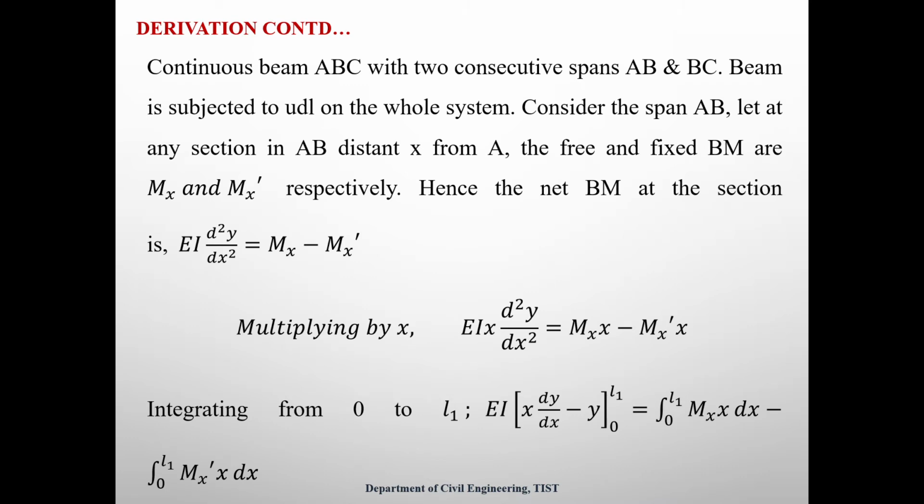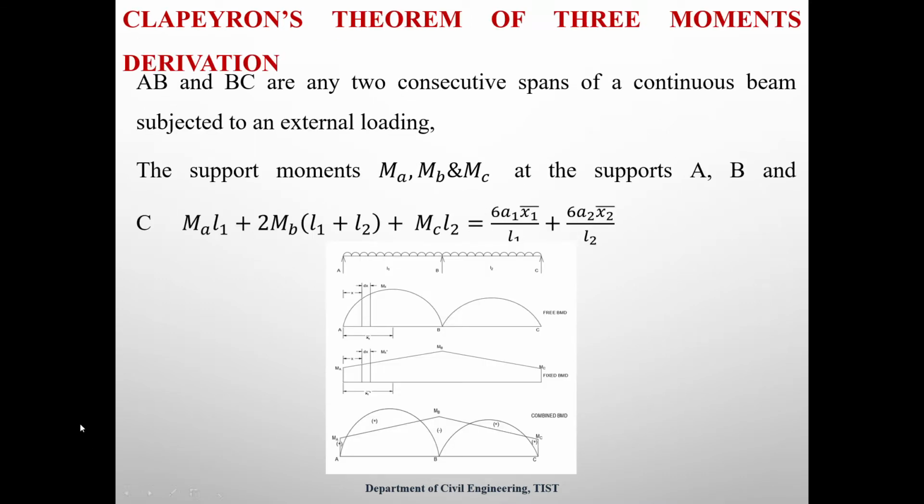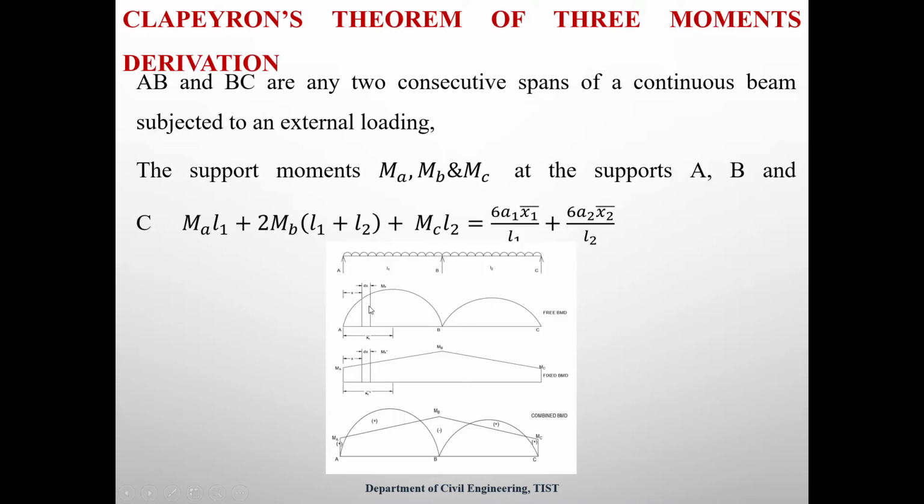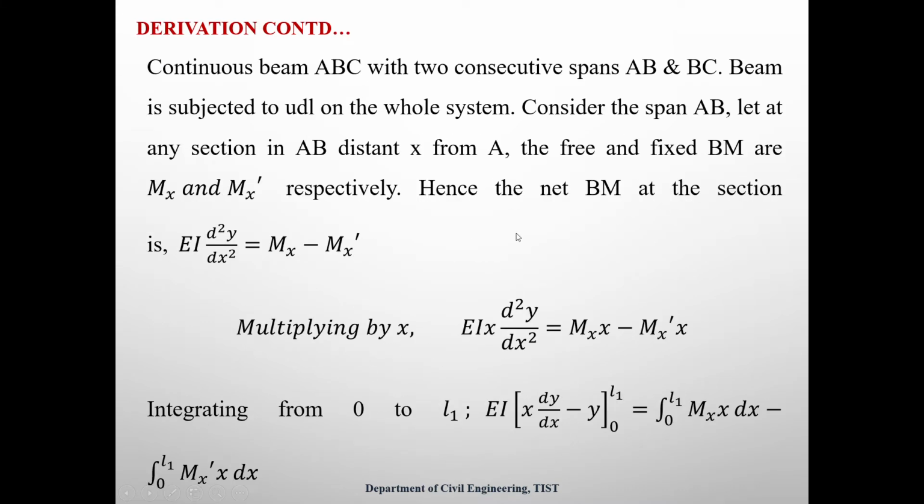Then consider the continuous beam ABC with two consecutive spans AB and BC, which is subjected to UDL as shown in this figure. Consider the span AB first. Along AB, consider a section at a distance of x from A. Mx is the free bending moment at this section and Mx dash is the fixed bending moment at this section. So, the net bending moment is given by Mx minus Mx dash.